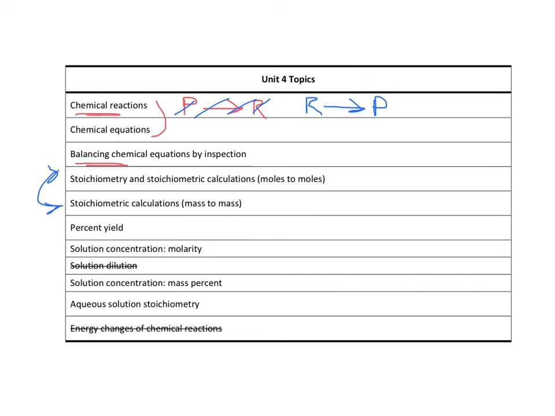We talked about how if you have a balanced equation, it's like your recipe, and you can go back and forth from moles to moles. This right here is kind of the baby stoichiometric calculation.